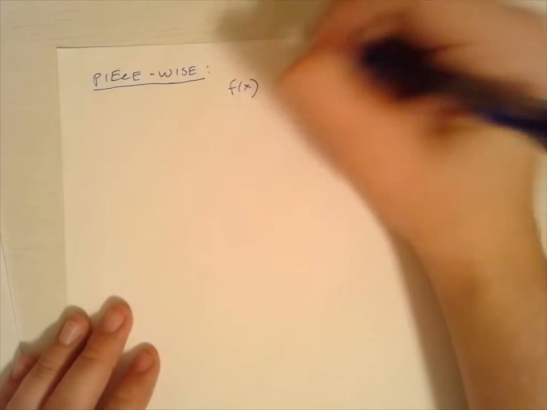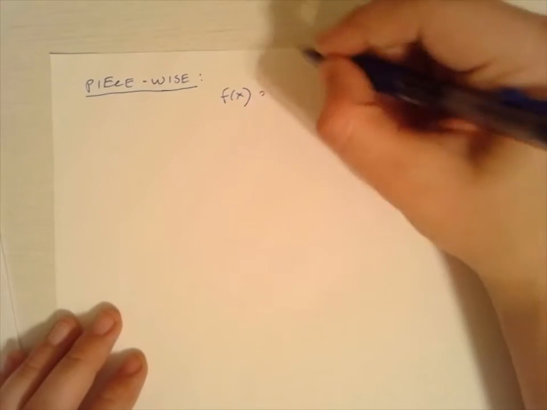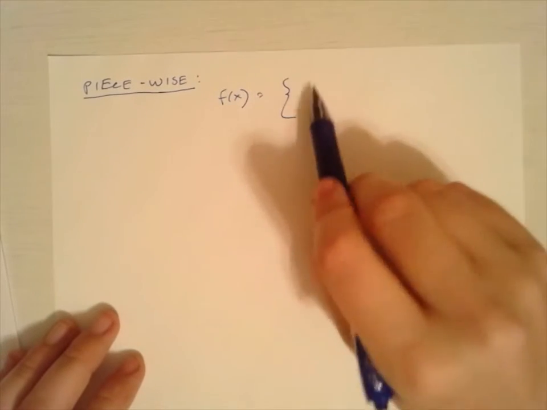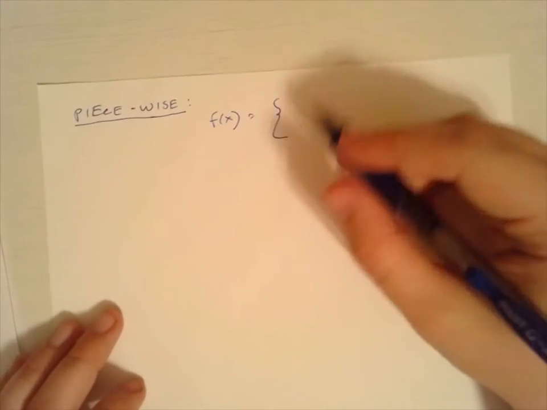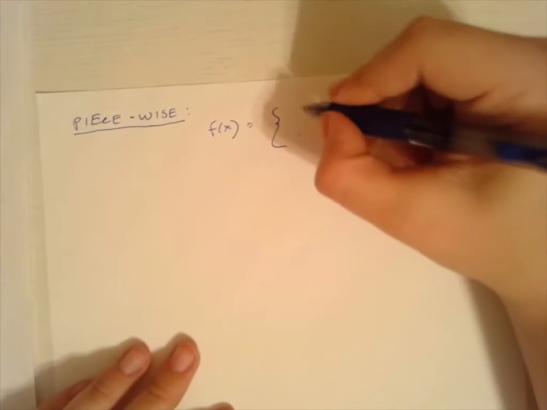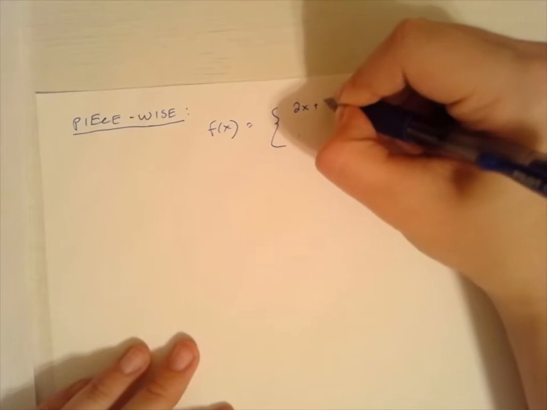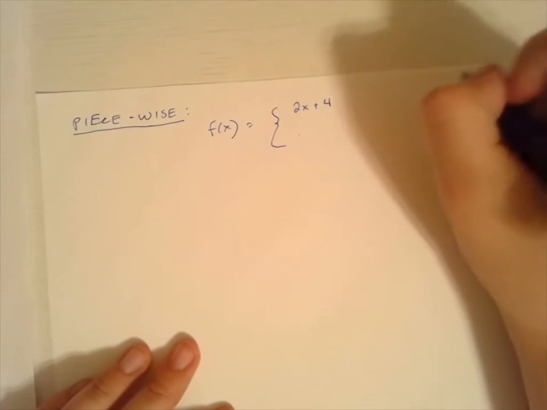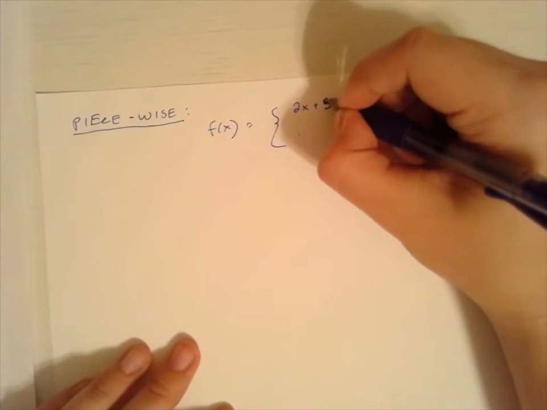Essentially, if you have a piecewise function, you have your f of x equals, then you have this fancy bracket, and it tells you a few different things that are going on. Usually at least two. You would have maybe, for example, 2x plus 3.